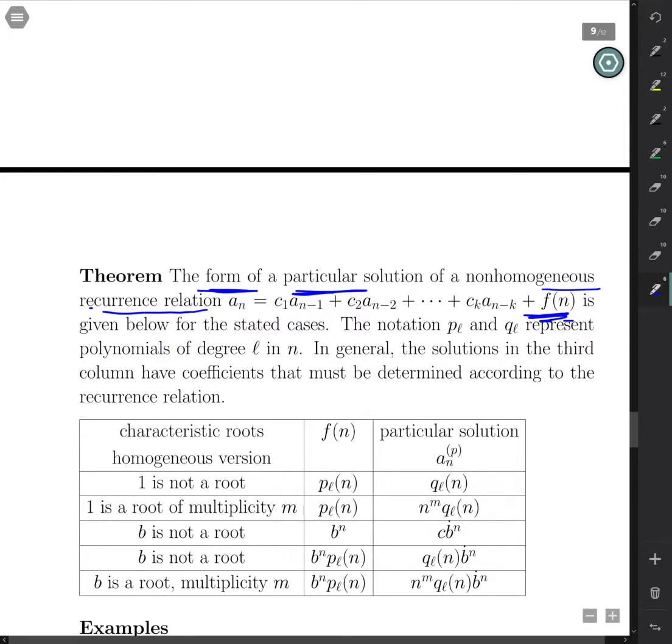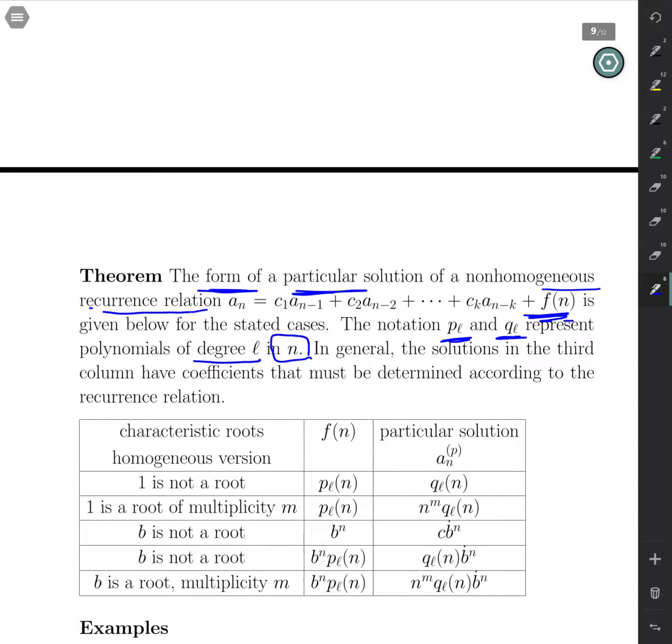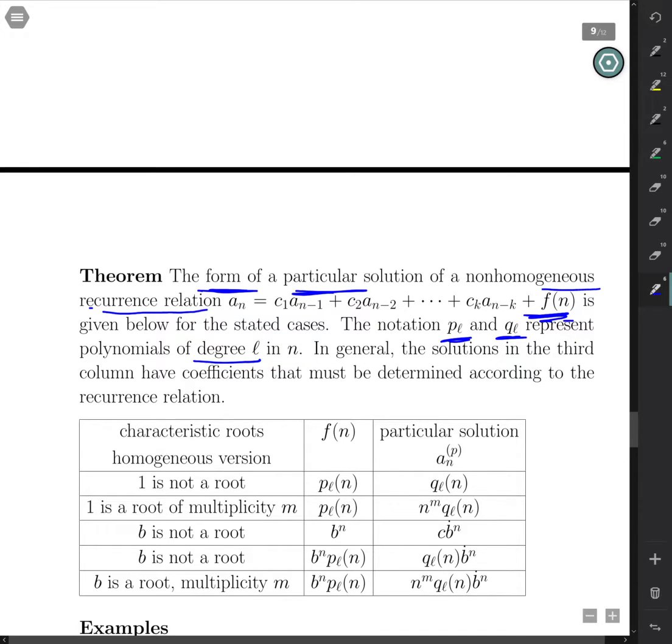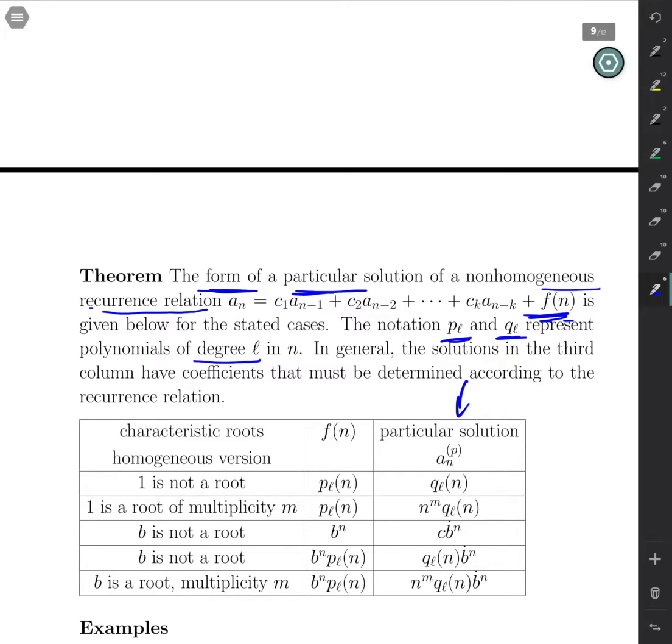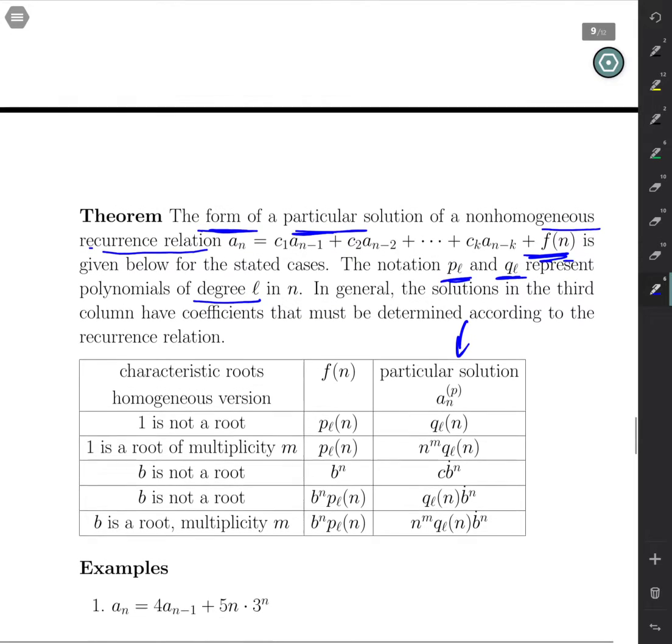The notation p sub L stands for a polynomial of degree L. The notation q sub L likewise represents a polynomial of degree L, and they're polynomials in n. That's a variable rather than x. In general, the solution in the third column that I'm mentioning here will have coefficients in them that have to be determined by substituting the proposed solution into the equation, as we have been doing in the examples above. So here's what the table summarizes.